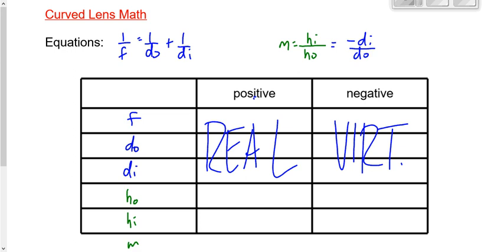Negative DO occurs when you have a virtual object, which can happen with that movie theater system I talked about earlier, where we have two lenses. You can get a virtual object there. But with the problems that we do, that's never going to happen. So DO is always going to be positive for us.